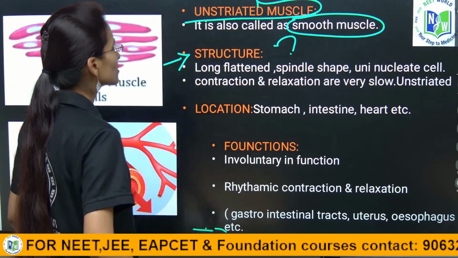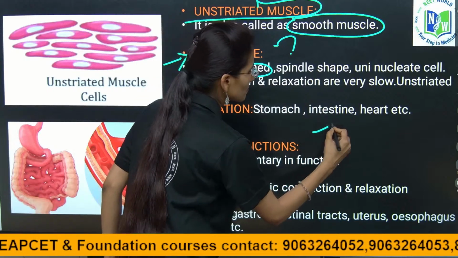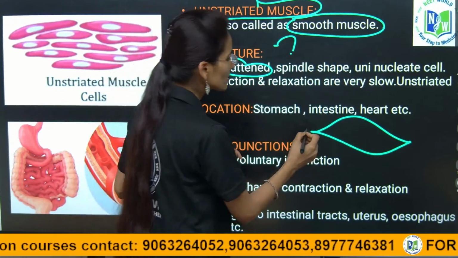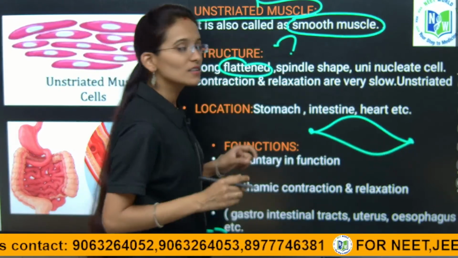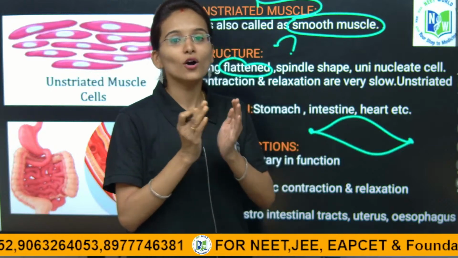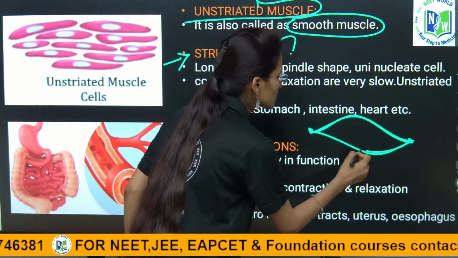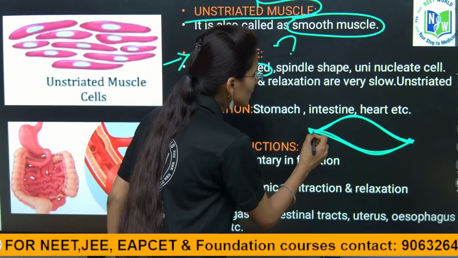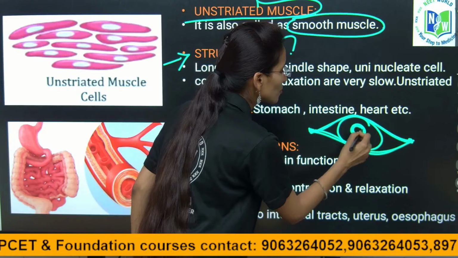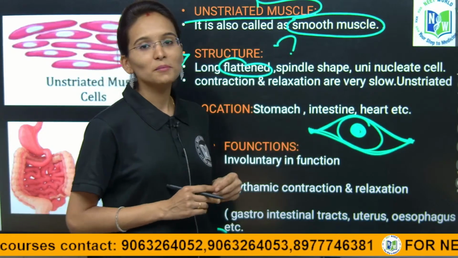Coming towards the structure, these are long, flattened and spindle shaped. Spindle shaped in the sense, it looks like this, pointed towards the ends. The cells are pointed at the ends and very broad in the middle. See, this is the spindle shaped muscle structure. It is a smooth muscle, pointed at the ends and very broad at the middle with a single nucleus. This is called unstriated muscle with spindle shaped muscle cells.